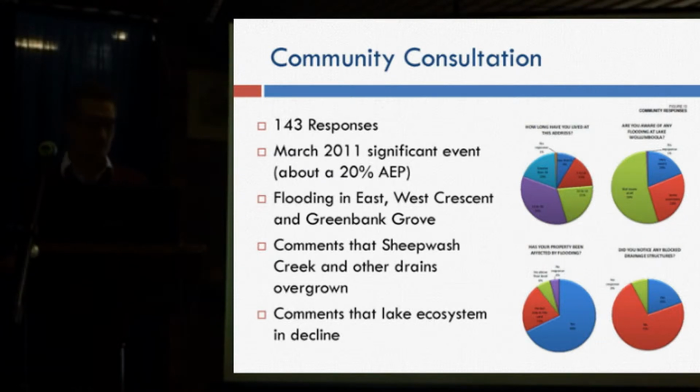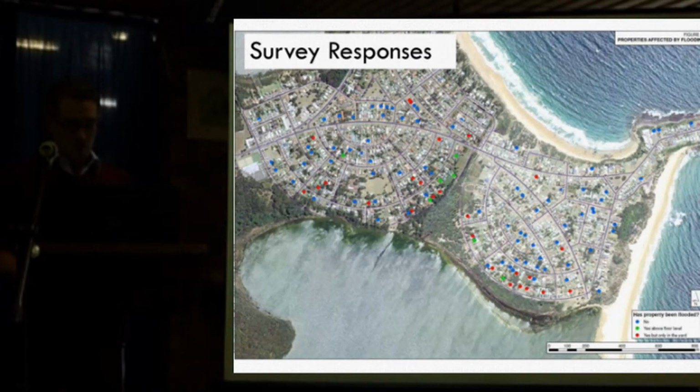There were some comments as part of that feedback process, particularly in relation to the flooding on West Crescent and Greenbank Grove, that Sheepwash Creek was a contributing factor, a perception that it was holding stormwater in the area. And some comments as well, generally from people who've been around the community for a long time, just general observations about the lake ecosystem and the decline that they've seen over the last 50 to 60 years. A bit of a summary of the responses there. That's really just showing you where the responses were and how severely people were affected.